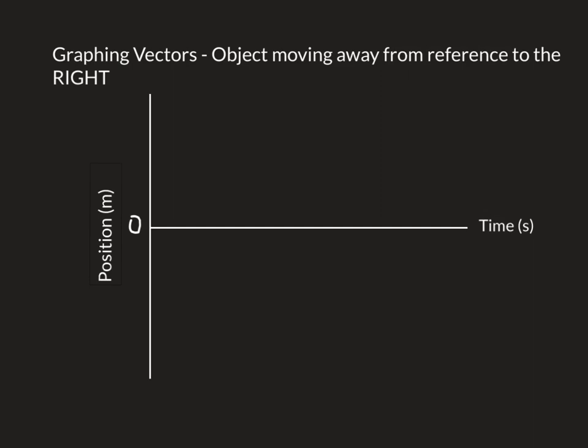So to draw this graph, basically we're going to start at our reference, and it's moving away to the right, meaning it's going to have a positive slope. So all I'm going to do is this. You can tell that this is the correct graph for this particular scenario because the object is moving, starting at the reference, to the right. You'll notice it has a positive position because it's above the line. So it's moving to the right, so it's to the right of the reference. And it has a positive slope. That means it's got a positive velocity, so it is moving right.